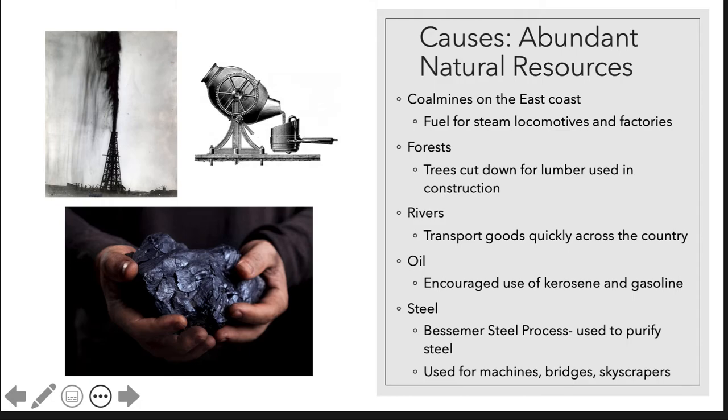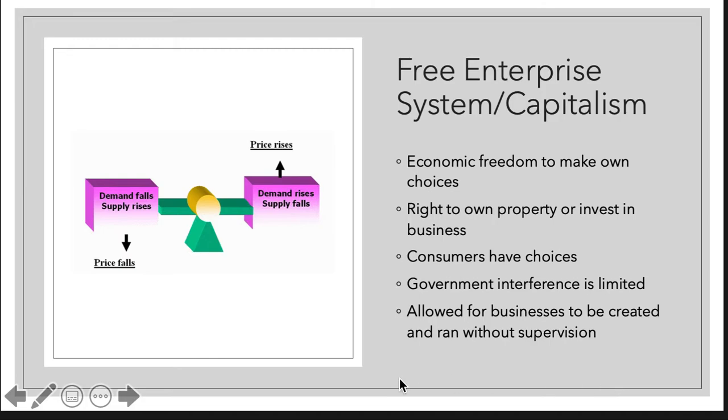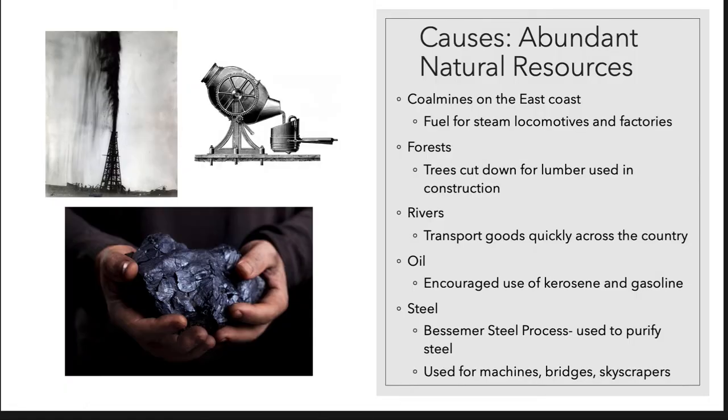One of the main causes of this second industrial revolution is going to be the abundance of natural resources. Okay, so what do I mean by natural resources? First, we had coal mines on the East Coast. Coal is going to be used to fuel the steam locomotives and factories before we see a shift to oil and electricity. Forests, we're going to use those trees to be cut down for lumber. We're going to use that for construction.